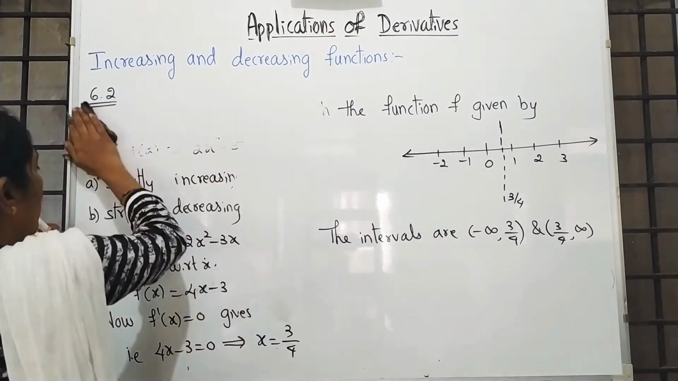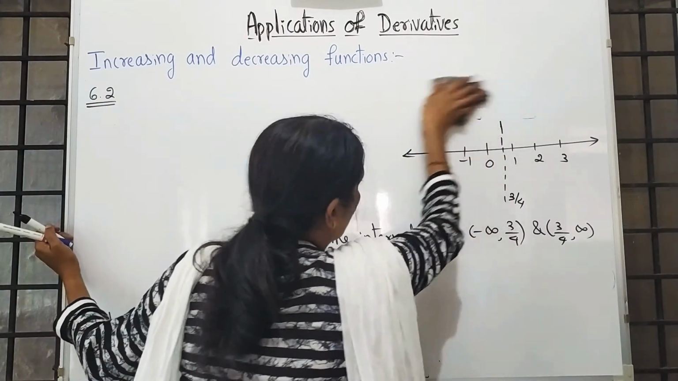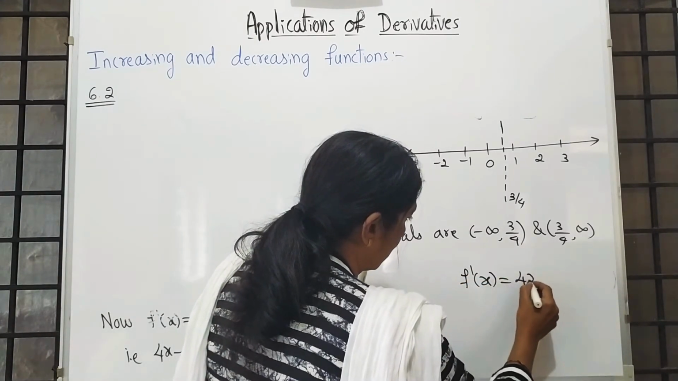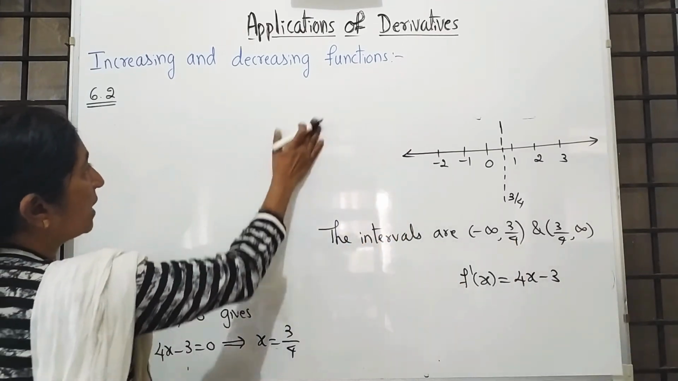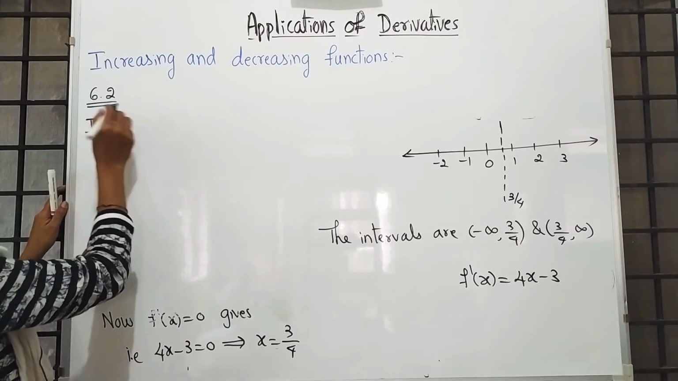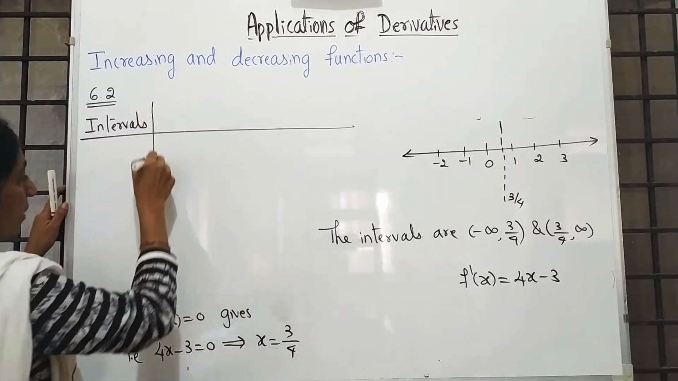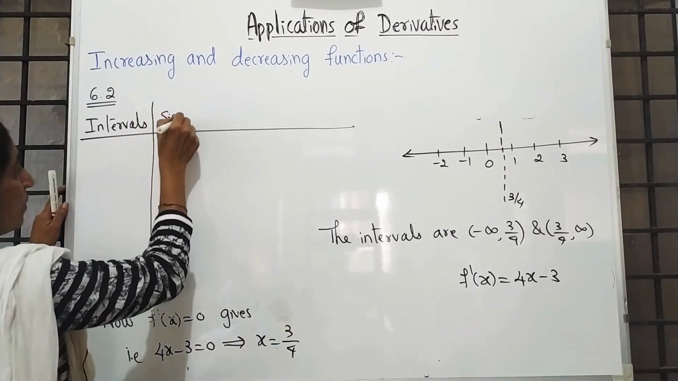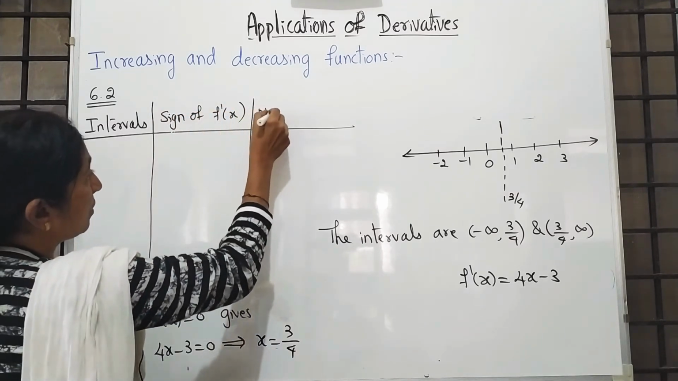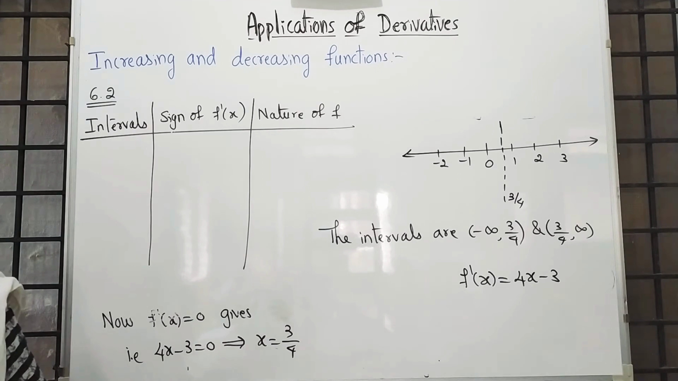Now I will show you one interesting and easy method to write the increasing and decreasing function. For your convenience, I am writing the first derivative here, f dash of x is equal to 4x minus 3. To write the increasing and decreasing in an easy and simple way, write a table. First we have to write the intervals. Then write down the sign of the first derivative, f dash of x. After that, the nature of the function, nature of f, that is increasing or decreasing.